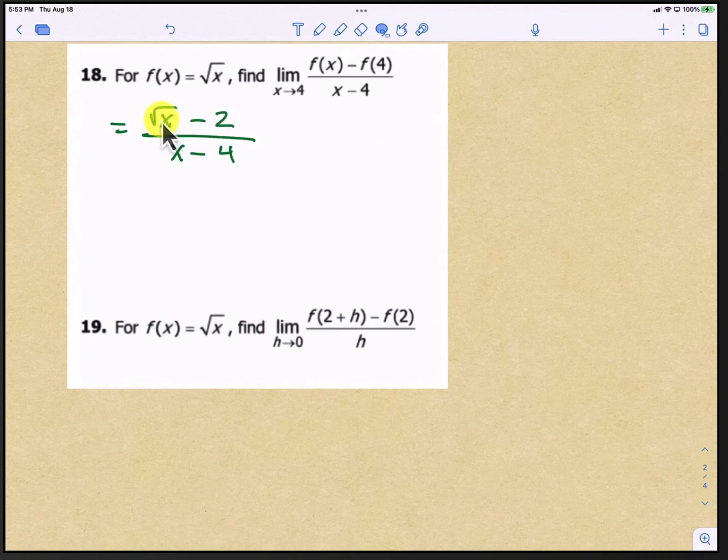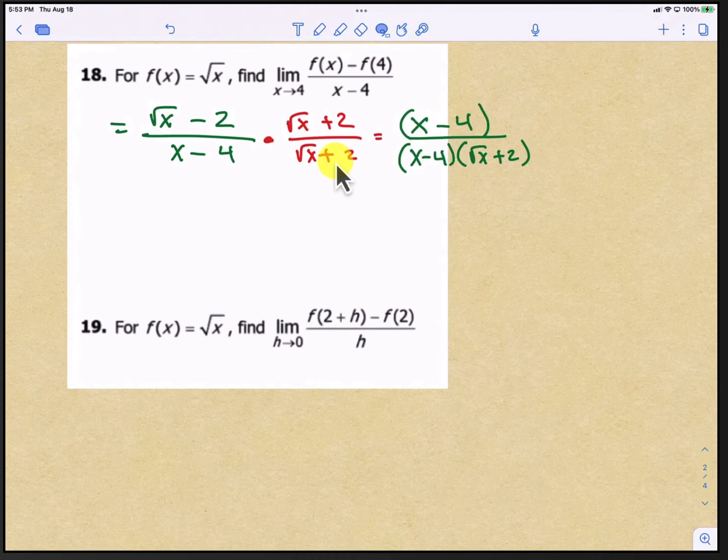Now we'll need to rationalize the numerator, so we'll multiply by the conjugate. And the conjugate of square root of x minus 2 is the square root of x plus 2. And we'll do that on the top and bottom. Now we just distribute everywhere. You're going to multiply the square root of x times the square root of x. That's just going to be x here. And then square root of x times 2 and negative 2 times the square root of x. Those will end up canceling. And then you multiply negative 2 times positive 2 gives you the minus 4. On the bottom, you have x minus 4 times the square root of x plus 2, which is this.